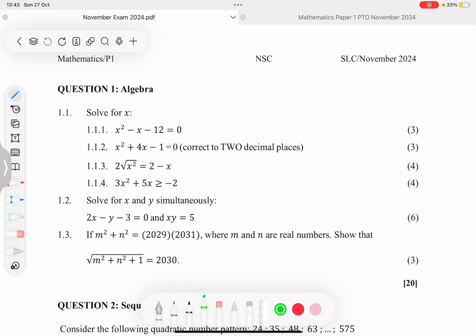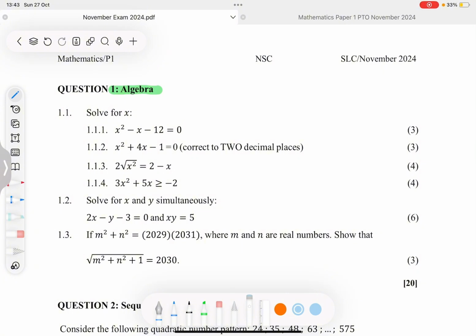Your November paper 1 exam will have question 1 focusing on algebra. In these algebraic questions, they will ask you to solve for x, firstly by factorization, secondly by using the quadratic formula, because they give us a hint here to say correct to 2 decimal places. You will also solve for x by squaring both sides. Then you will have a quadratic inequality.